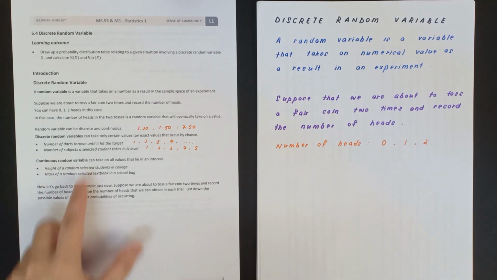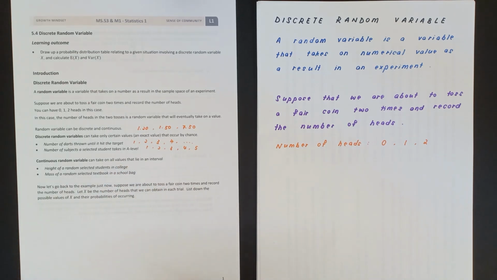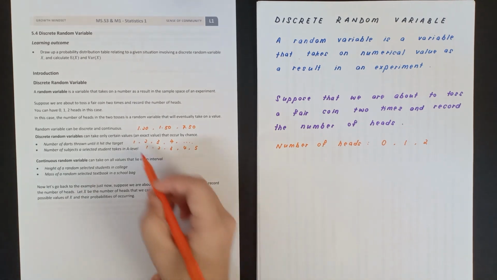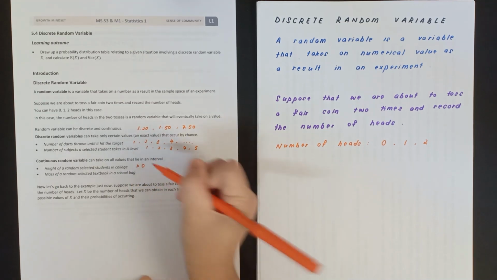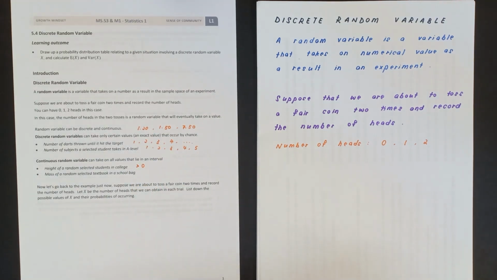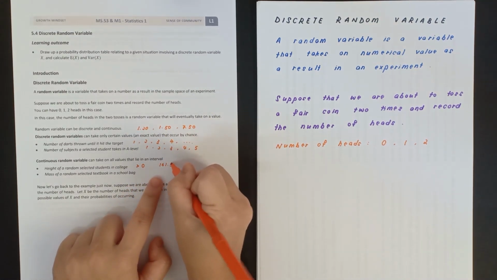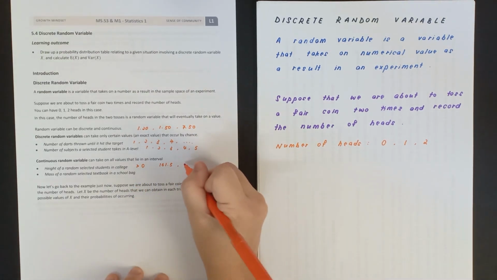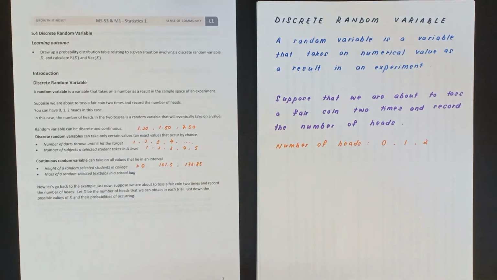So let's look at continuous. For a continuous random variable, your values lie in an interval. So for example, when we talk about height, the height of a randomly selected student in college, what is the interval for this height? It might be greater than 0, correct? You cannot have someone with a height of 0 cm. So you can accept things like 161.5 cm, or maybe 173.85 cm. Anything that is within an interval you can accept.